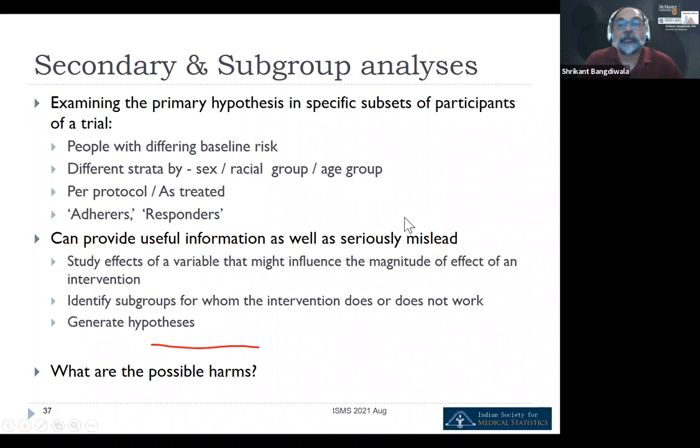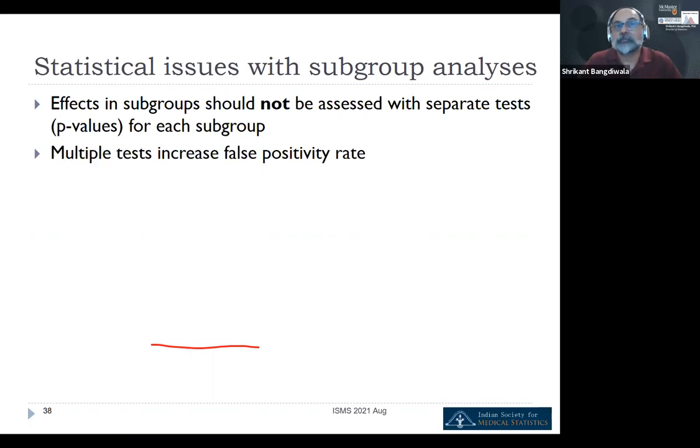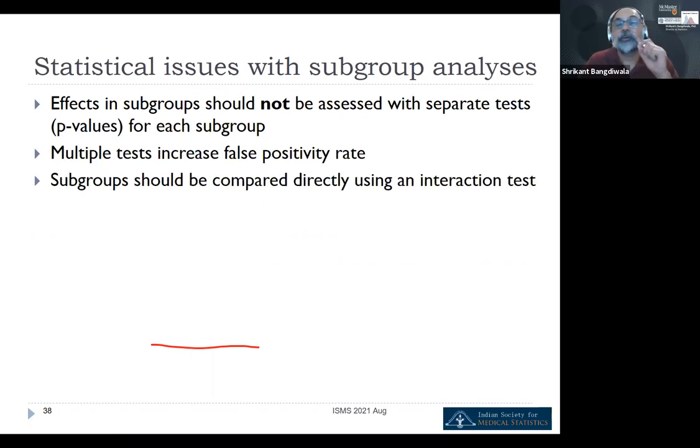But there are possible harms in doing something like this. So the effects in subgroups should not be assessed with separate tests for each subgroup. So you don't say, oh, does this work in the age group such and such, or does this work in the ethnic group such and such, or does this work in people with more severe or not? You don't do separate tests in different categories of subgroups. Multiple tests increase false positive rate. And if you want to do a test comparing the effectiveness of intervention in a subgroup, you do a test of interaction. That's the only valid test that you should be doing.